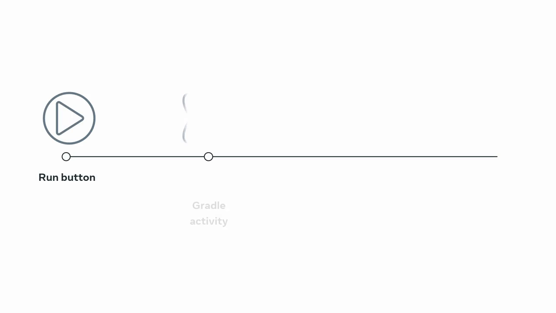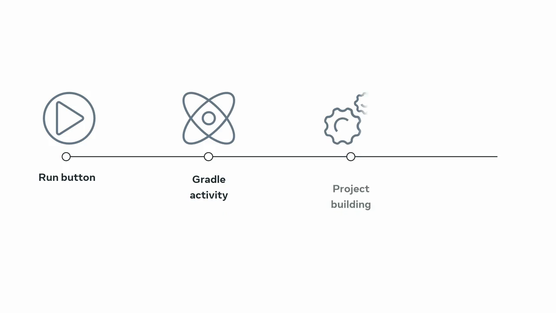To start using Gradle in your app project, you don't need to install anything, as it comes with Android Studio by default. When you click the Run button on the Android Studio toolbar, this action automatically triggers Gradle activity, which, in turn, starts building the project. After a successful operation, your app starts running on an emulator or a physical device connected to the computer.